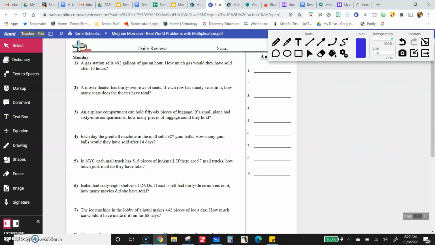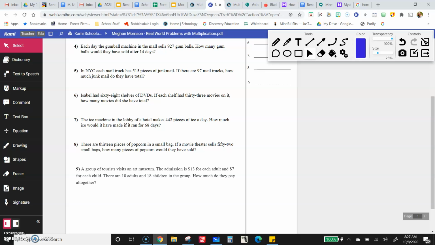Now there's one of these, I believe, yep, so that has multiple steps in it. A group of tourists, I'm reading number 9. A group of tourists visits an art museum. The admission is $13 for each adult and $7 for each child. There are 10 adults and 18 children in the group. How much do they pay all together? Okay, so we have some different groups happening. We have 10 adult groups, and each of those is $13.